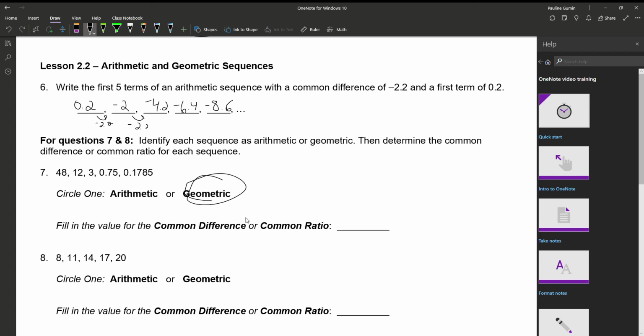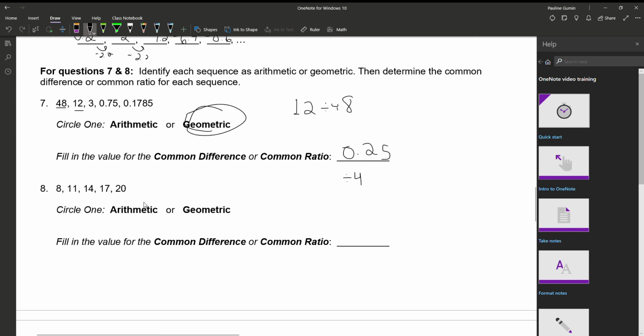So it's definitely geometric. To find out the common ratio, I'm going to do my second number divided by my first. So in my calculator, I did 12 divided by 48, and I got 0.25. You could also, if you had noticed that we're dividing by 4, write divided by 4, and I would accept that. However, it's more proper to say we're multiplying by 0.25.